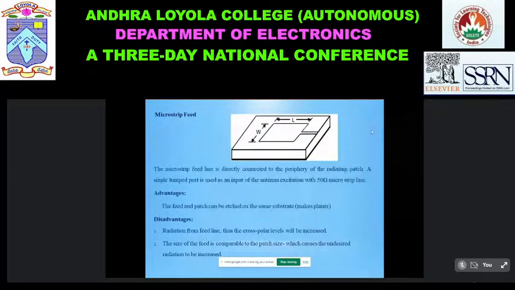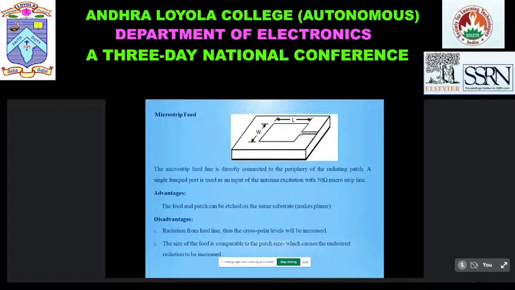This is the microstrip feed line. The feed line is directly connected to the periphery of the radiating patch. This is the radiating patch. A single lumped port is used as the input of antenna excitation with a 50 ohm microstrip line. The main advantage of this microstrip feed line is that it can be easily etched on the same substrate. The disadvantage is that it can produce cross polarization levels.